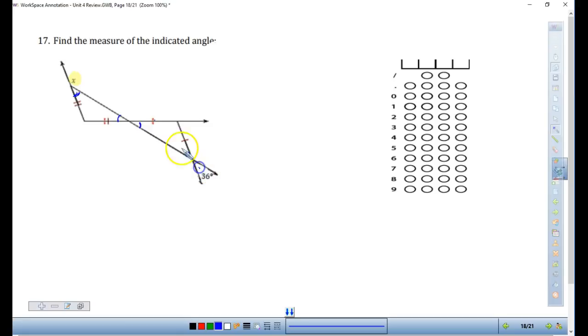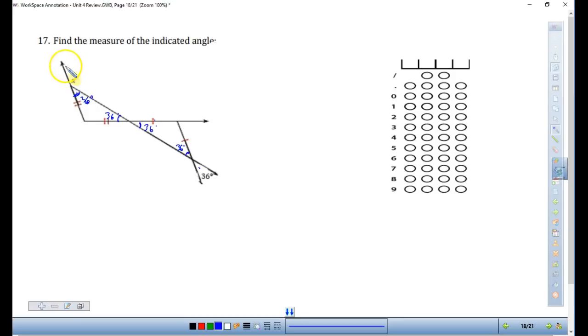So if this is 36, this vertical angle is 36. And if that's 36, so is this one because it's isosceles. And then these are vertical, so this is also 36. And then this is isosceles, so this is also 36. So a whole bunch of matching angles.